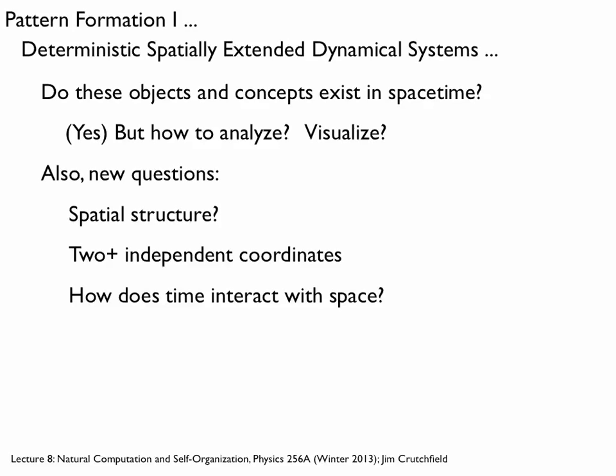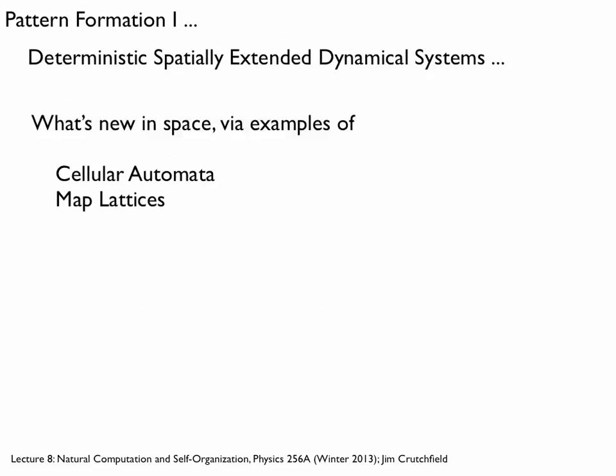So not only are there the existing concepts from dynamical systems, but there are new questions. What's the role of neighborness, the role of spatial structure in the behavior of these systems? How do we deal with these two independent coordinates, space and time? And there must be some kind of interaction between things happening in time and how things propagate in space. So there are new questions that weren't part of the original low-dimensional dynamical systems theory.